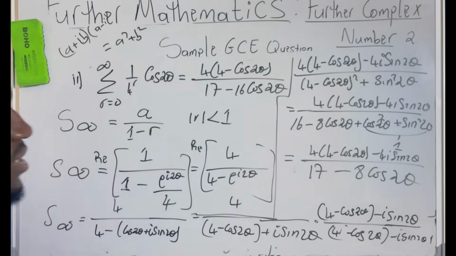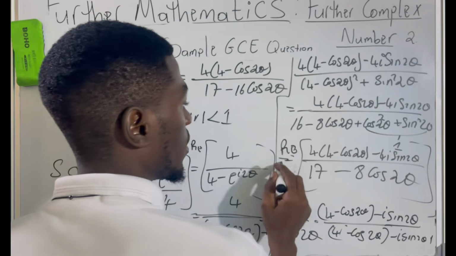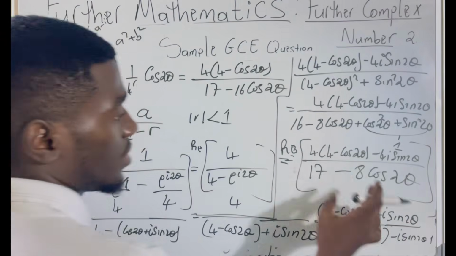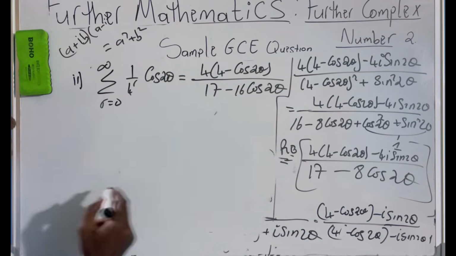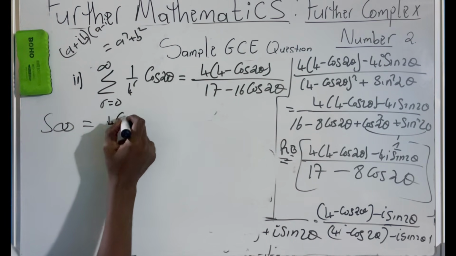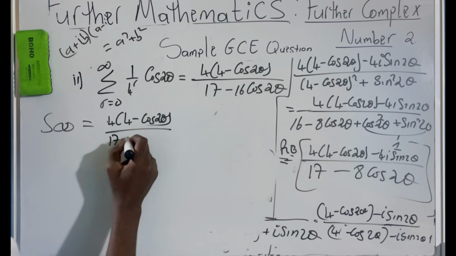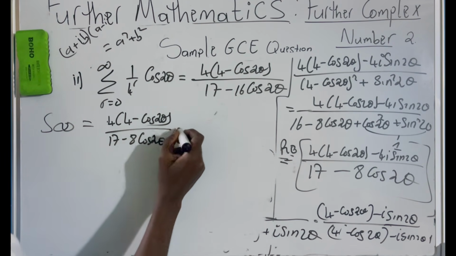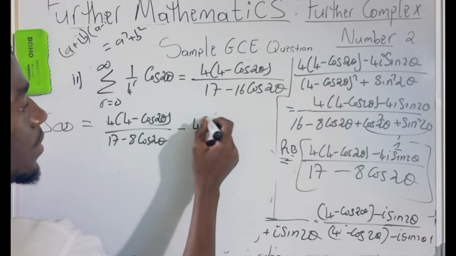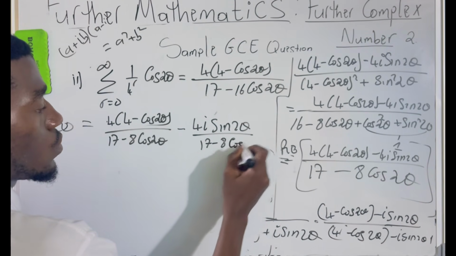Now you can see that it's not exactly the proof, because it's still the imaginary part. As I was saying, I will take the real part of that. Taking the real part means I'm eliminating the imaginary part. You can still write it as a fraction: the sum to infinity equals 4 into 4 minus cos 2 theta divided by 17 minus 8 cos 2 theta, then minus 4i sine 2 theta all over 17 minus 8 cos 2 theta.